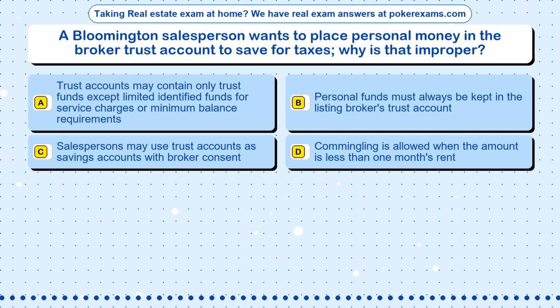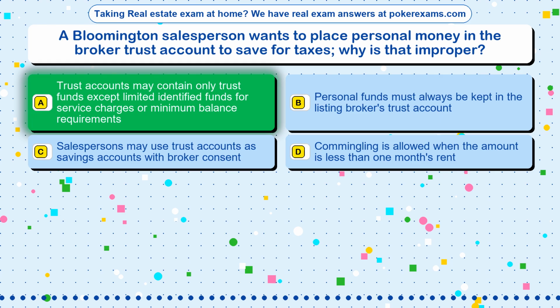Question 25. A Bloomington salesperson wants to place personal money in the broker trust account to save for taxes. Why is that improper? Option A. Trust accounts may contain only trust funds except limited identified funds for service charges or minimum balance requirements. Option B. Personal funds must always be kept in the listing broker's trust account. Option C. Salespersons may use trust accounts as savings accounts with broker consent. Option D. Commingling is allowed when the amount is less than 1 month's rent.